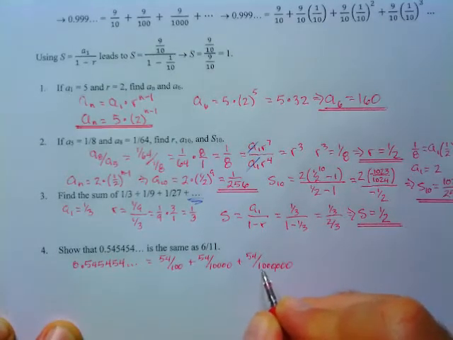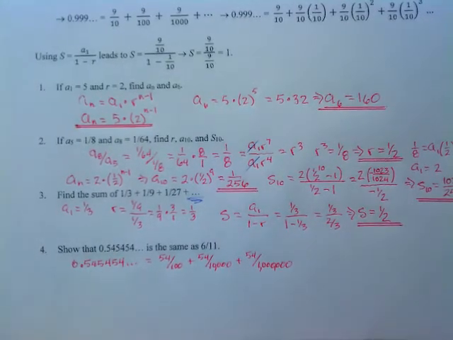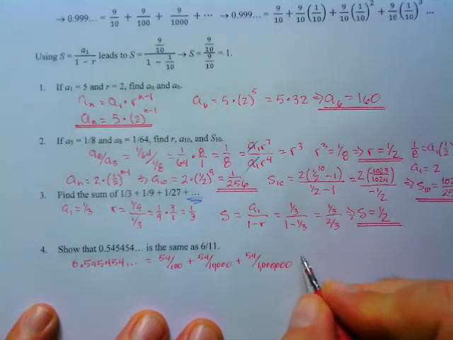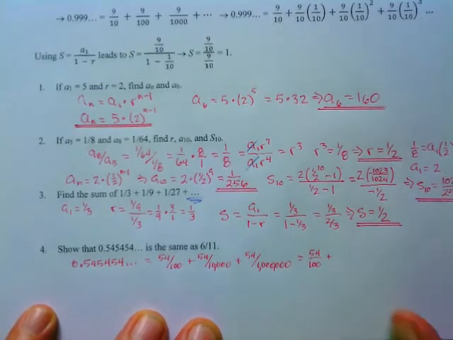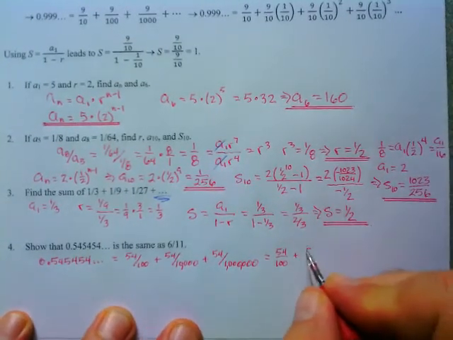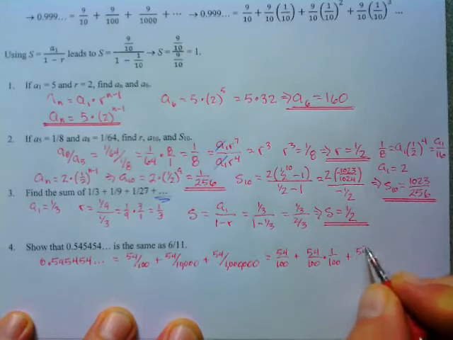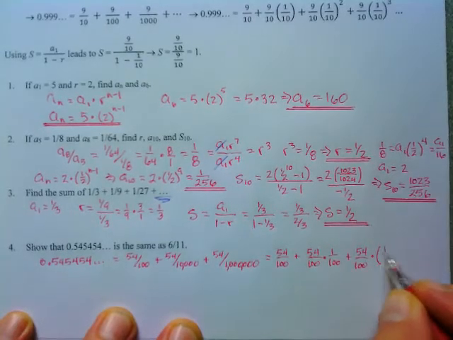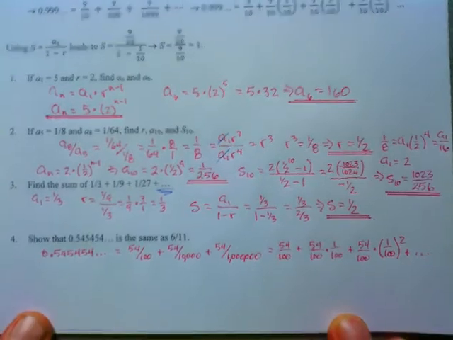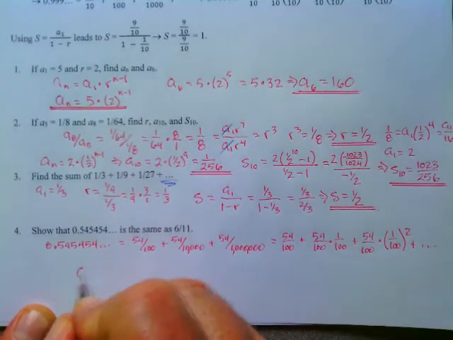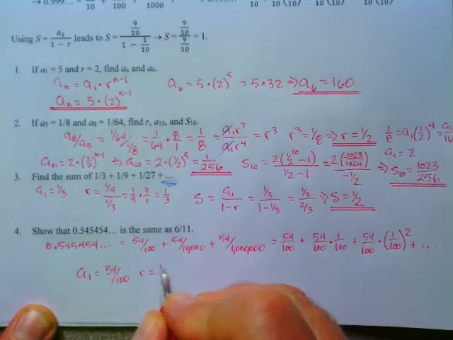Note that I'm adding 2 zeros each time because I'm moving over 2 decimal places each time. And then similar again to what was up above, I have the first term, and then the next one has 54 over 100 times 100, and then the next one after that has 54 over 100 times 1 over 100 squared, and it will continue the pattern. So from those things I am able to say, well, A1 is 54 over 100 and R is 1 over 100.